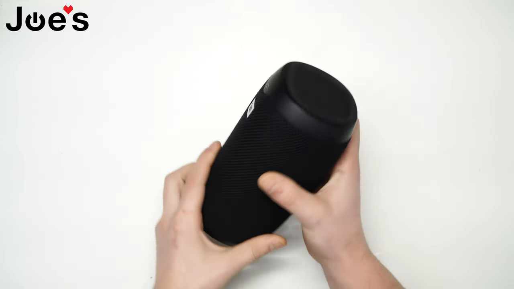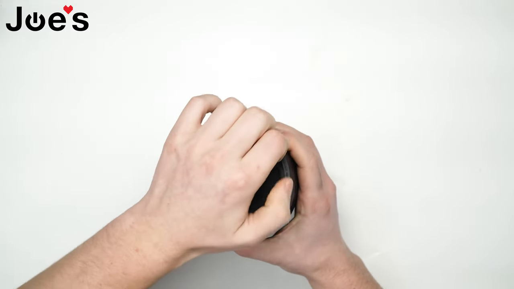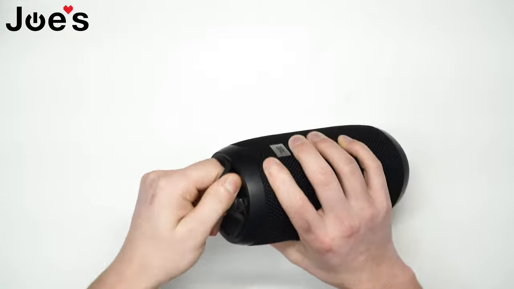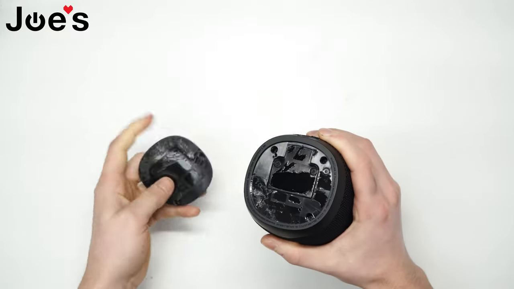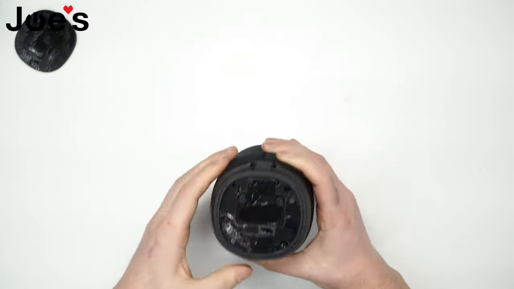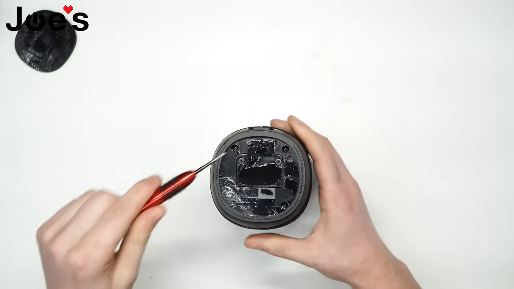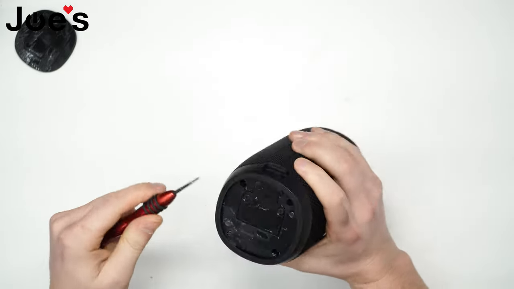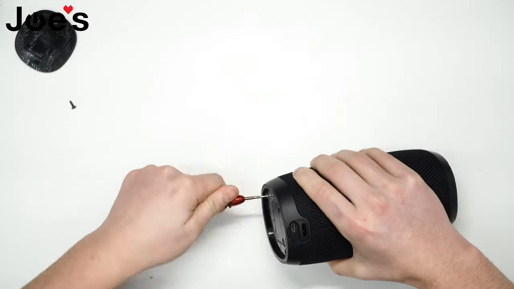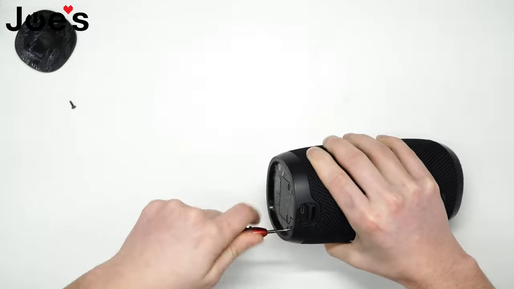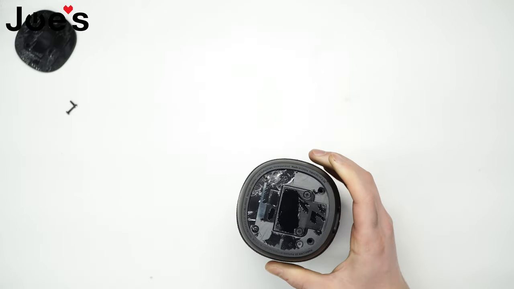First thing let's do is flip over the speaker and remove the rubber part. Now let's remove the four side screws to move the base out of the way. Some of the screws may be stuck in there, but we can leave them like that.